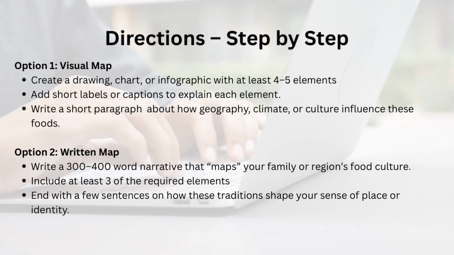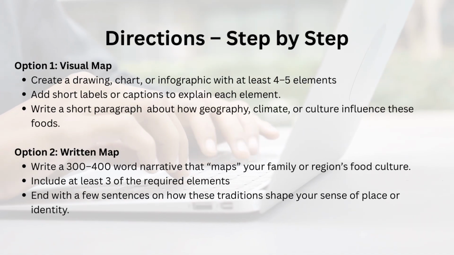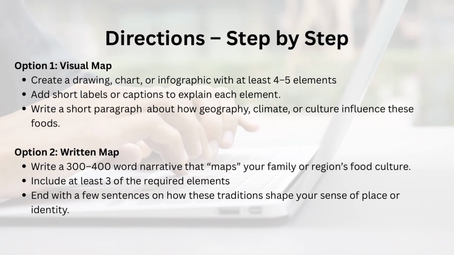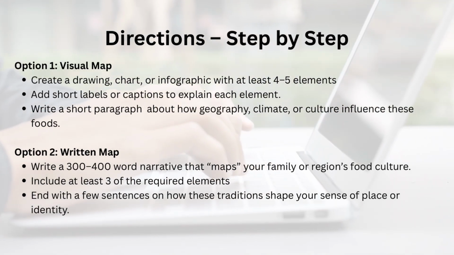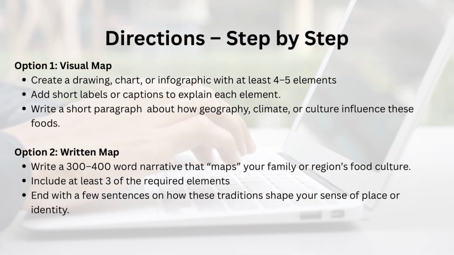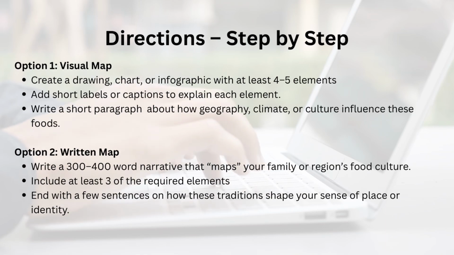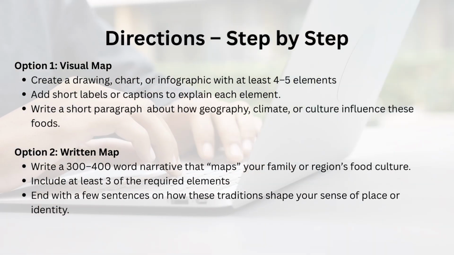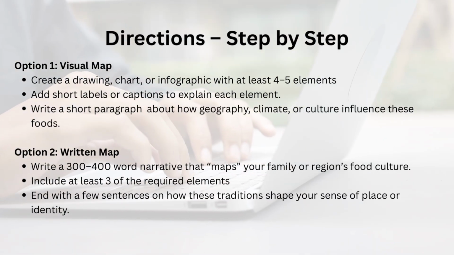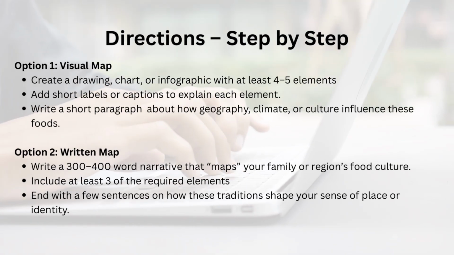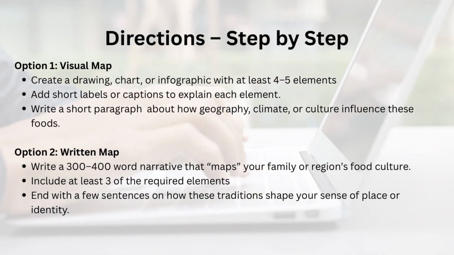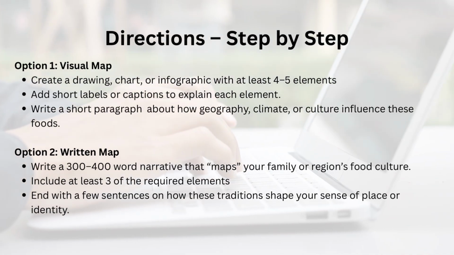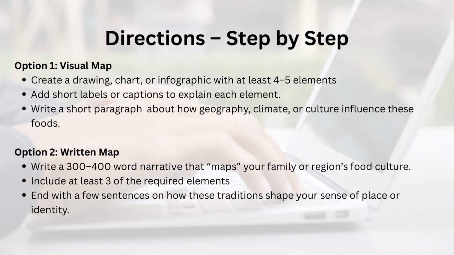For this assignment, you can choose one of two formats. The first option is a visual map. You will create a drawing, chart, or infographic with at least 4 to 5 elements such as signature dishes, common ingredients, traditional preparation methods, or holiday and cultural food events. You will add short labels or captions to explain each element. And finally, you will write a short paragraph about how geography, climate, or culture influence these foods.